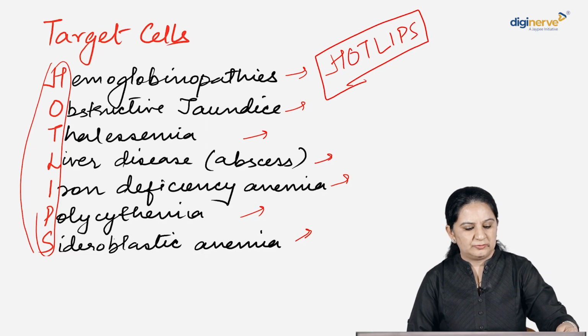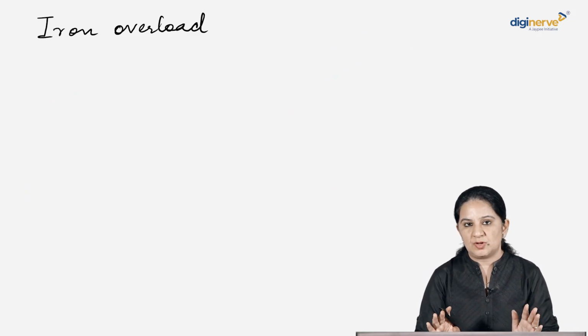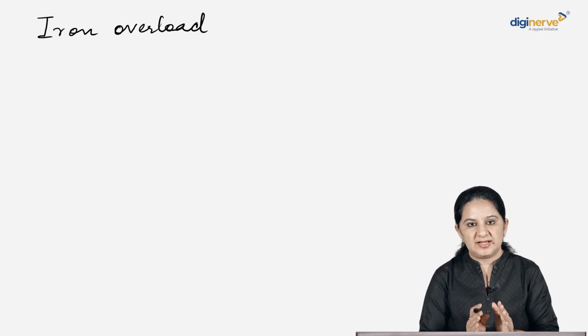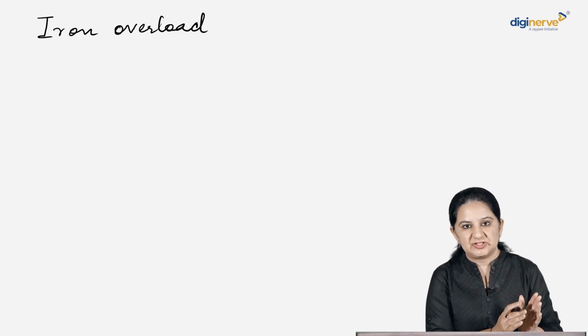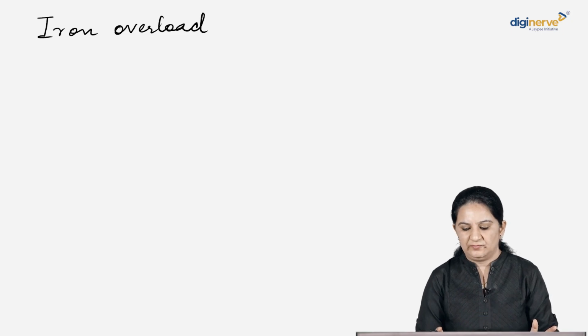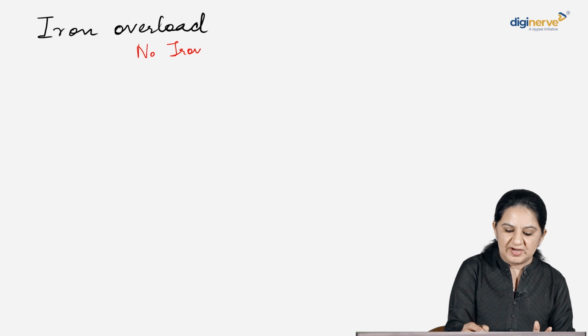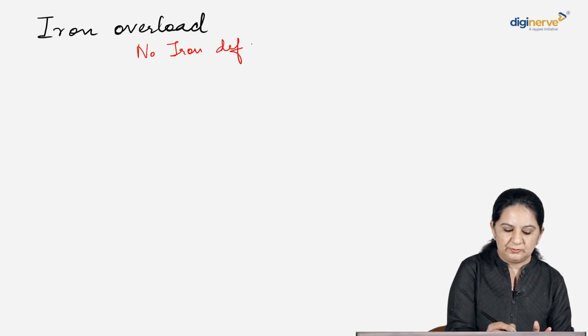Okay. Now, these patients also have iron overload. Why? As such, there is no iron deficiency. In microcytic hypochromic anemia, iron deficiency anemia, there was obvious iron deficiency. But patients with thalassemia do not have iron deficiency. So, why do these patients suffer from iron overload?